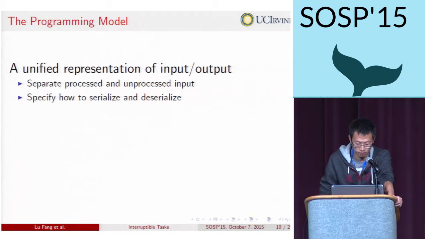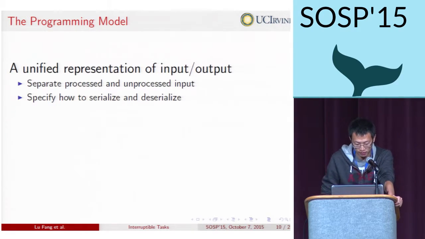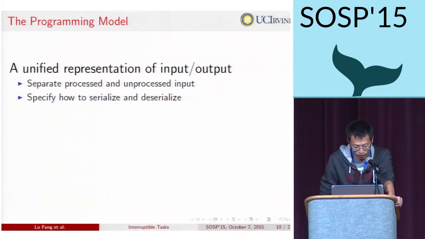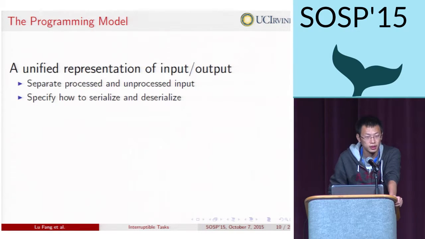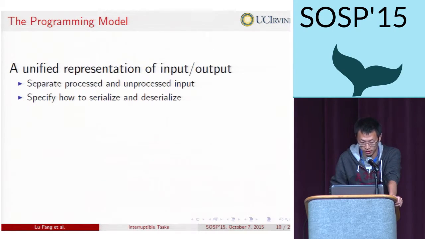First, the system needs to know how to separate the processed and unprocessed portions of the input. So when a task is interrupted, the system can release the processed portion of the input and keep the unprocessed input in memory. And the system also needs to know how to serialize and deserialize the data. So when we have memory pressure, we can serialize the data into the disk. And later when we need it, we can deserialize it from the disk.